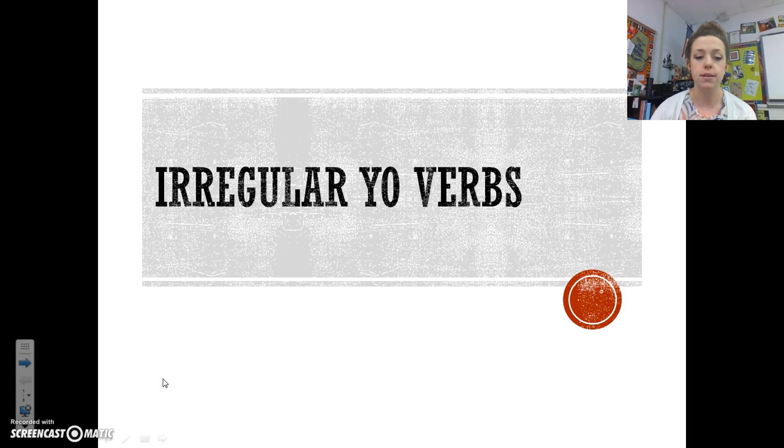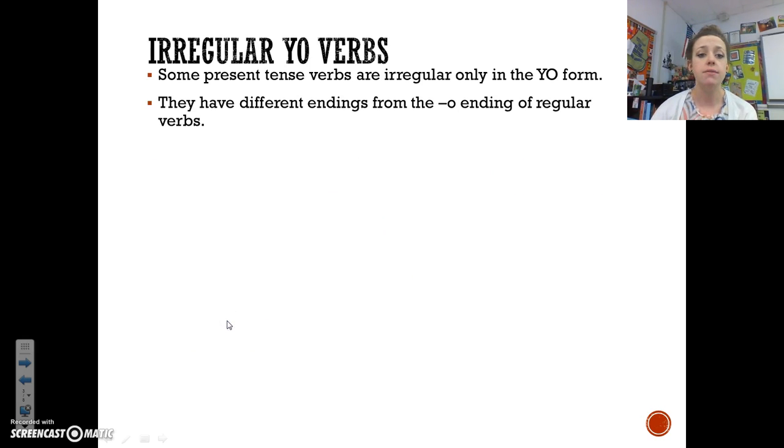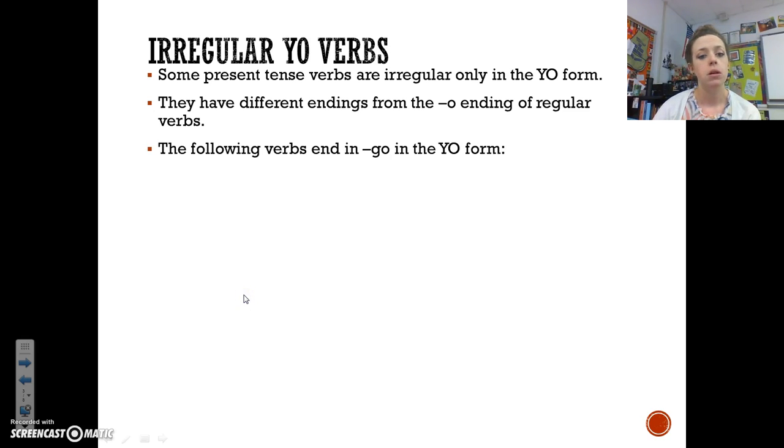Okay, this lesson is over irregular yo verbs in Spanish, in the present tense. Some present tense verbs are irregular only in the yo form. They have different endings from the o ending of regular verbs, so they're not like regular verbs. The following verbs will end in go in the yo form. We have hacer, poner, salir, and traer.